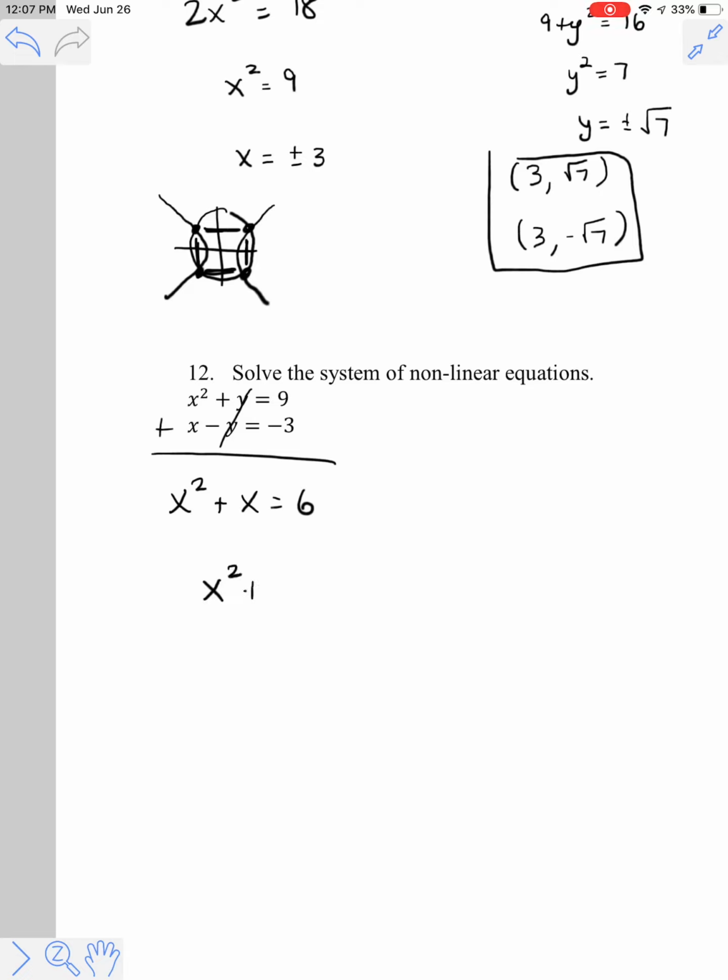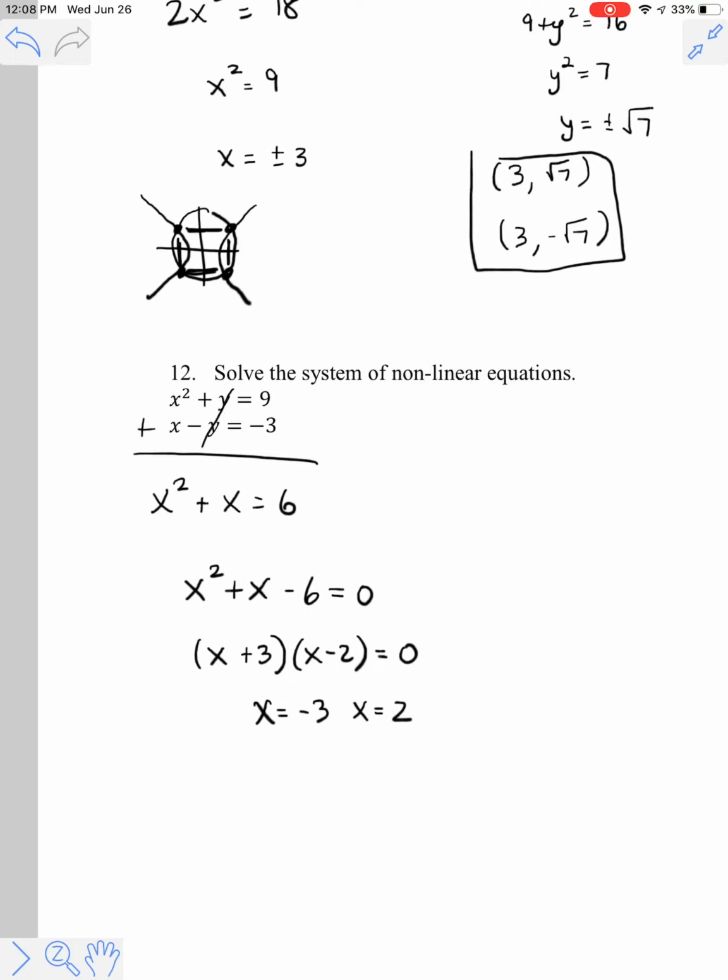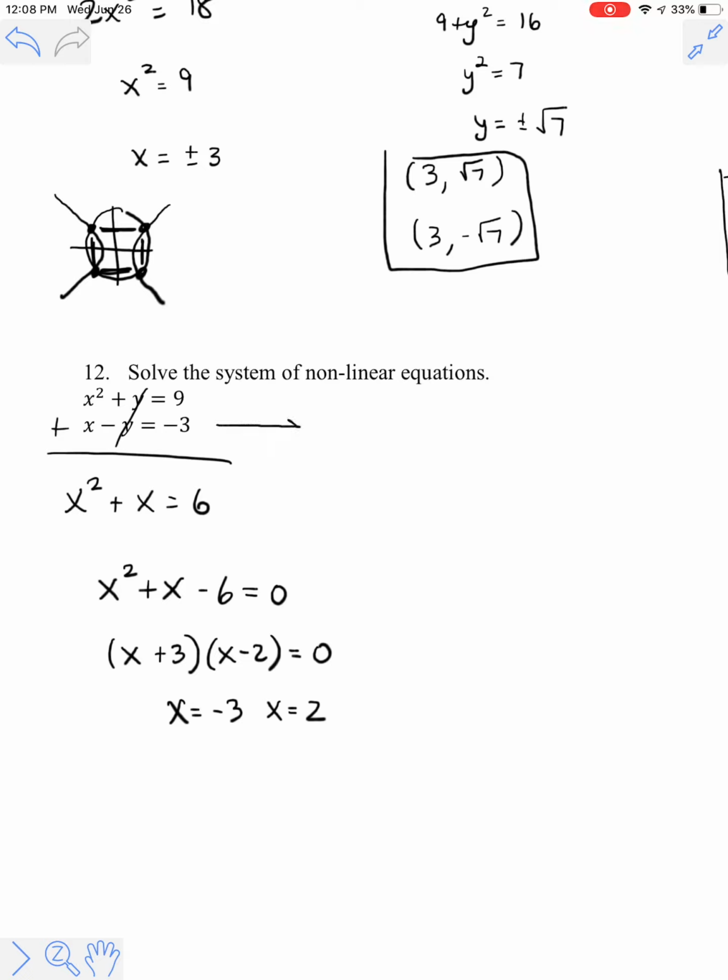So what we have is a quadratic equation that you're going to want to get equal to 0 and solve by factoring. So I'm going to use this bottom equation to solve for y. And since we have two different values of x, I'm going to have to do it twice. One for x equals -3, and another one for x equals 2.